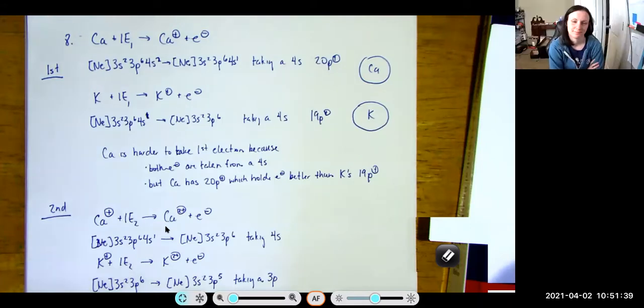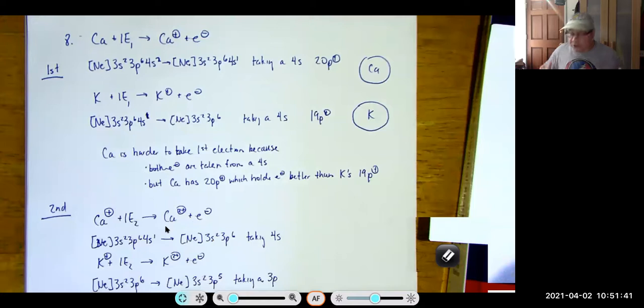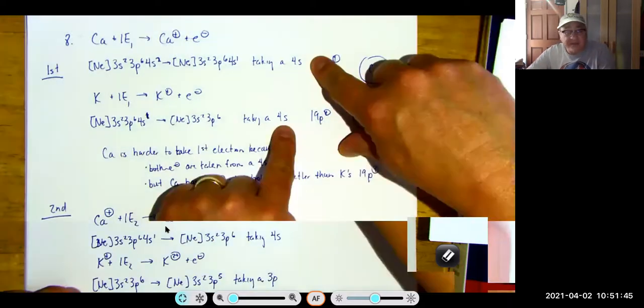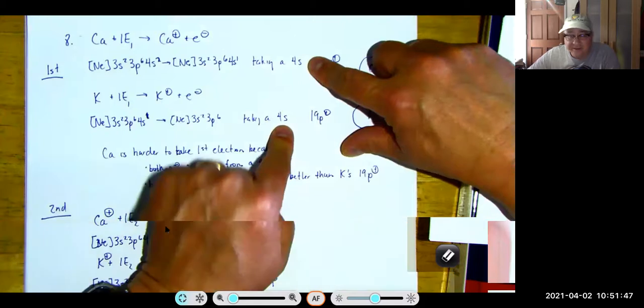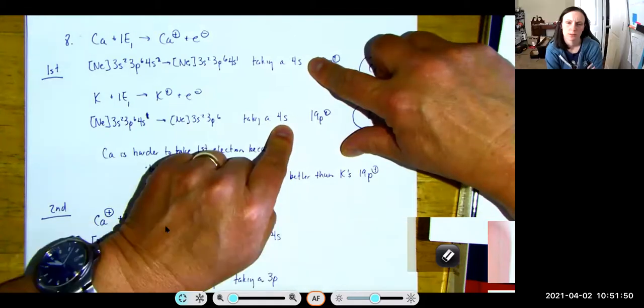Okay, so that's our go-to. You go to the shell first, but up here, when the shell that you take them from is the same, then what's your default? The nucleus. The protons in the nucleus.